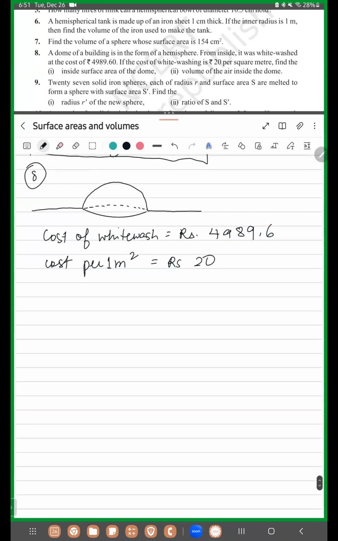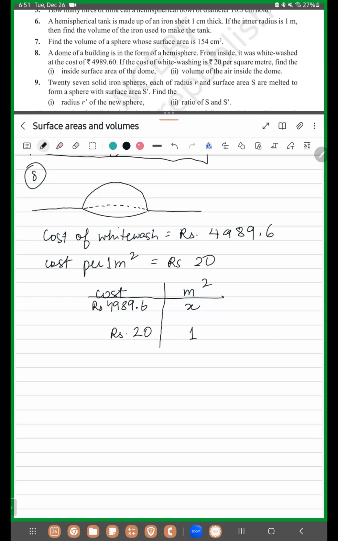Fine. So cost of whitewashing is given and cost per meter square is given. So from this we can say, let's see, cost and meter square. So cost is rupees 4989.6, let's say for x meter square. We don't know how many meter square, so let's call it x. And cost is rupees 20 for 1 meter square.